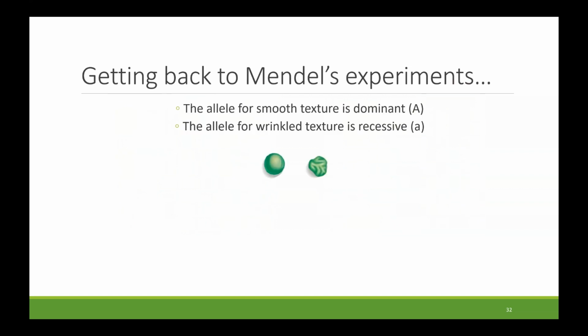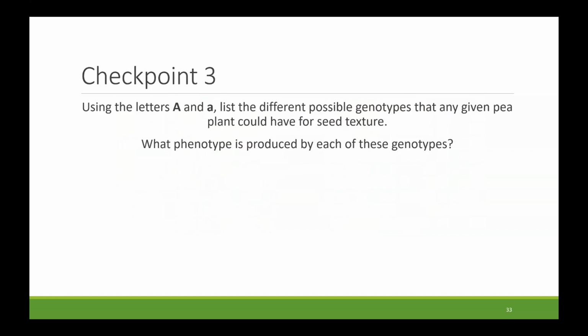So now that we know all of this, let's get back to talking about Mendel's experiments. You'll remember that one of the characteristics that Mendel studied was the texture of the seeds in the pea plants. For this characteristic, we now know that smooth texture is dominant and wrinkled texture is recessive. And we're going to use the letter A to represent these. So capital A refers to the smooth texture allele, and lowercase a refers to the wrinkled texture allele.